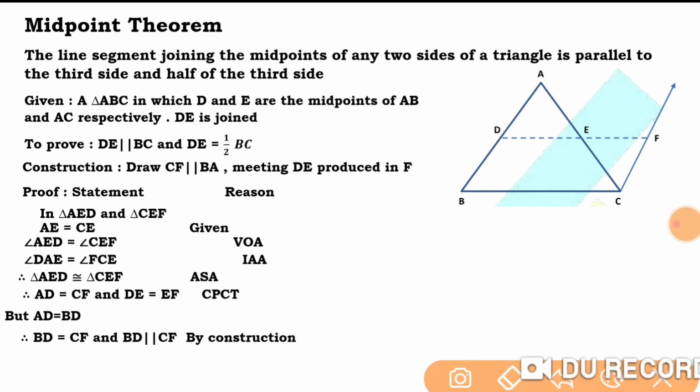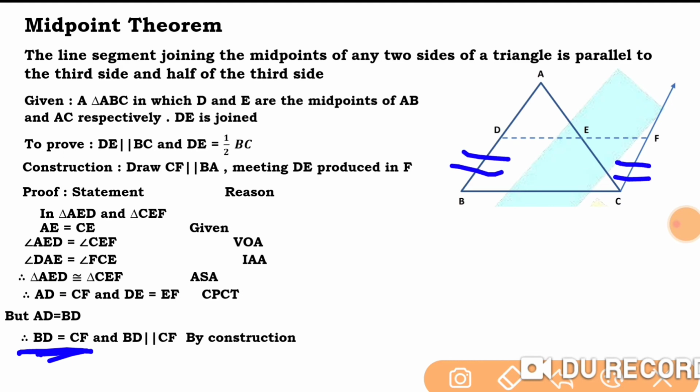When you consider these two equations, AD is equal to CF and AD is equal to BD, according to axiom 1, things which are equal to the same things are equal to one another. These are the things which are equal to the same thing, then CF is equal to BD because of axiom 1. So here BD is equal to CF.